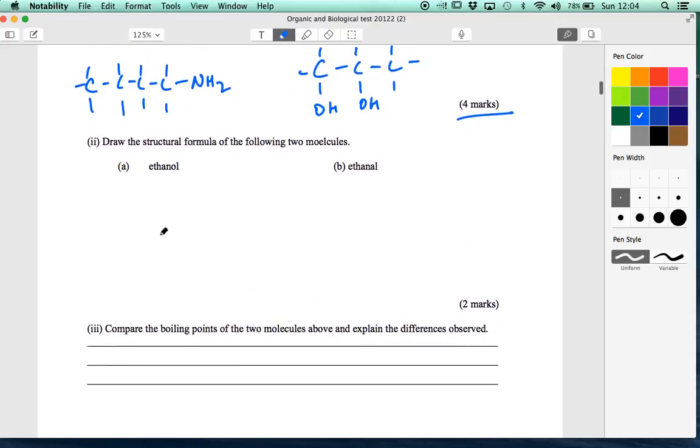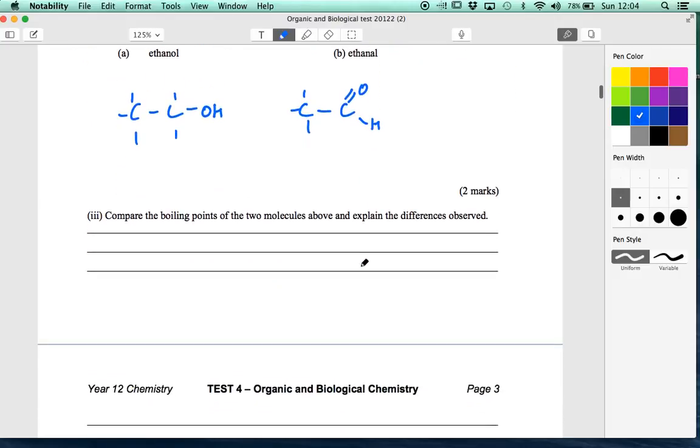So draw the structural formula of the following 2 molecules, ethanol and ethanal. Well, they've basically both got 2 carbons, okay? Except ethanol will have an alcohol on the end of it, and ethanal has a carbonyl group and a hydrogen, making it the aldehyde functional group. Okay, again, really easy.